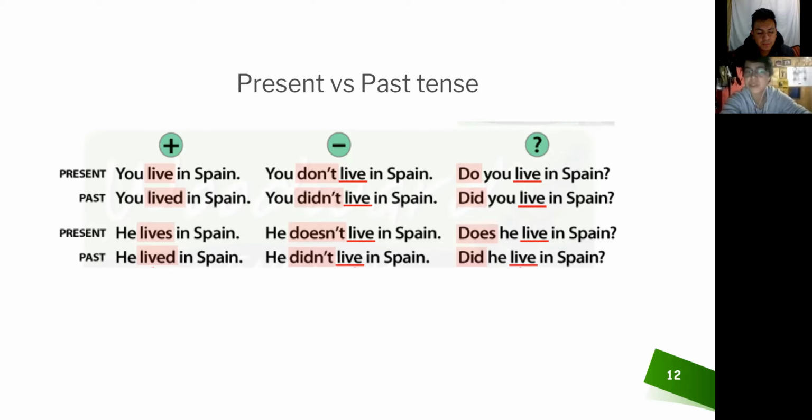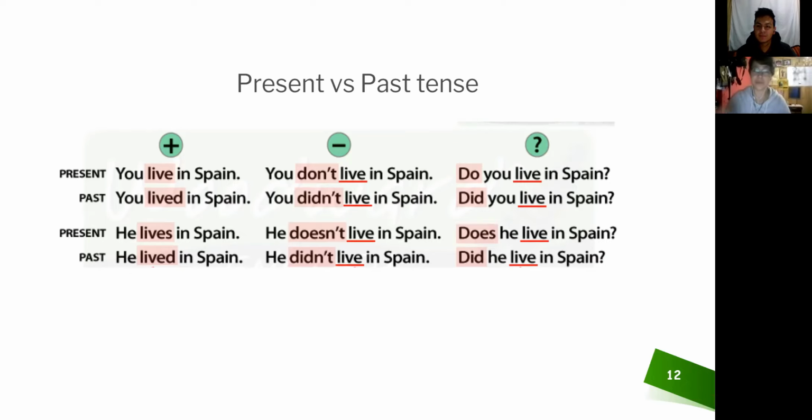Do you think these two sentences mean the same, or that they have the same meaning? No, I don't think so. You don't think so? Okay, so you live in Spain, and the second one, you lived in Spain. I lived in Spain. You lived in Spain. So it's the past. So let's say you live in Spain today, and you lived in Spain in the past. Yes, exactly. So I live in Spain today, and I lived in Spain in the past.